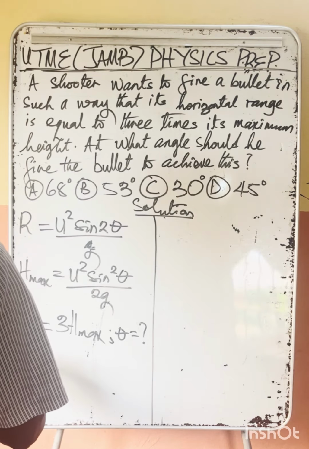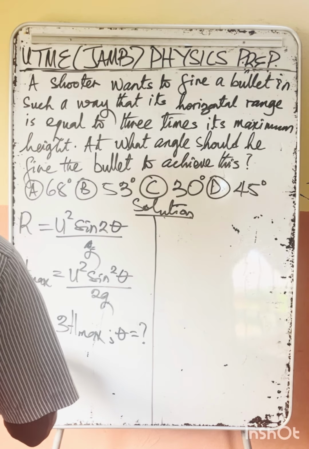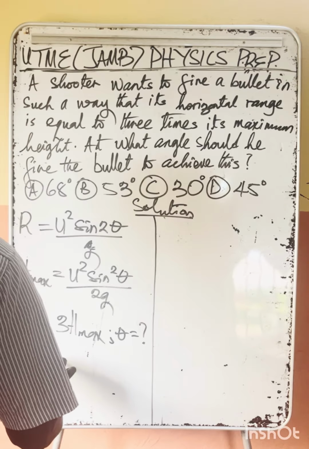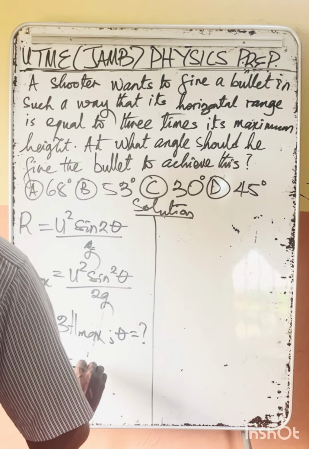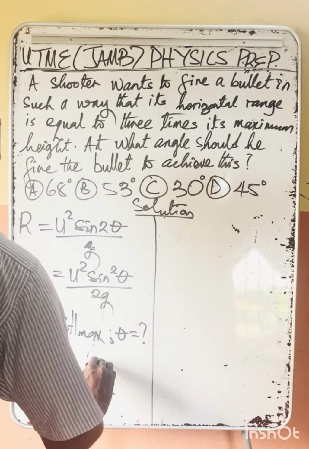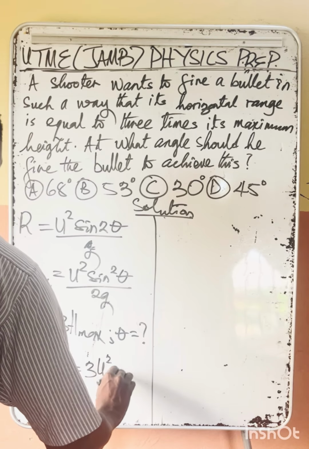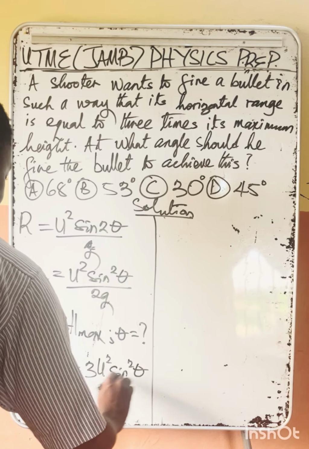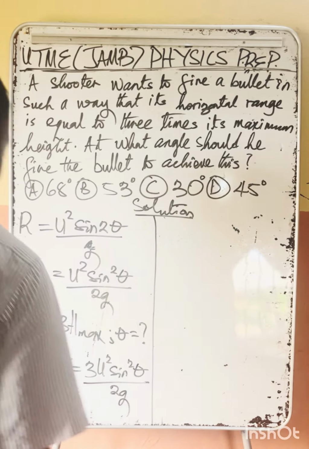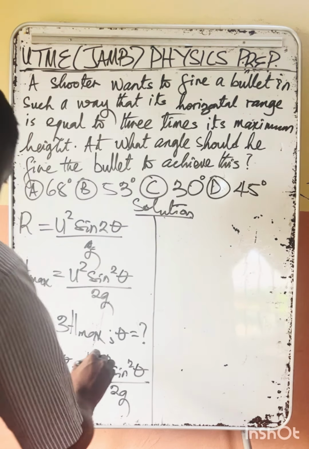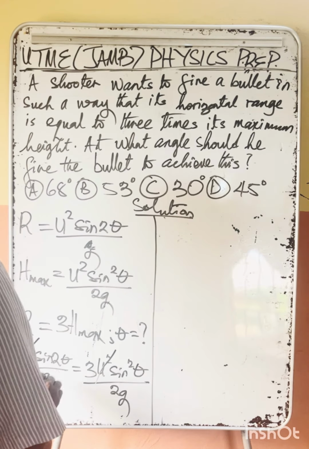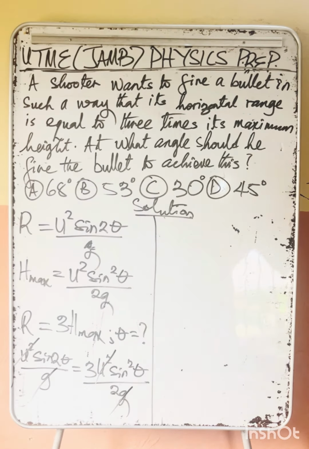So this means that u square sine 2 theta over g is equal to 3 times u square sine square theta over 2g. So this is what they've given us. If this is what they've given us, let's try to simplify this. U square cancels u square, g cancels g. I think it is simpler now.